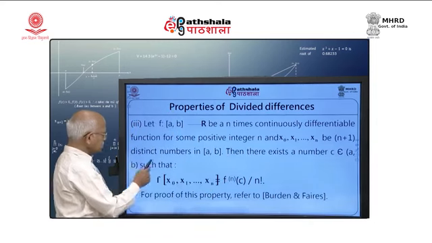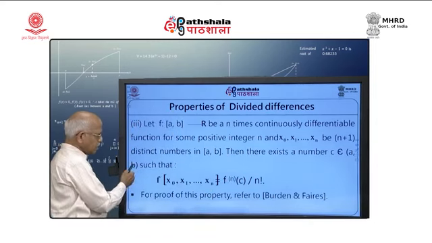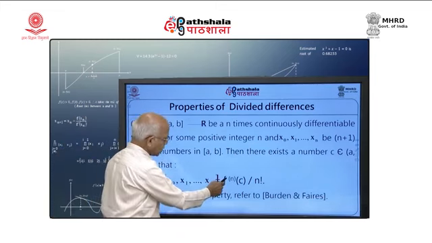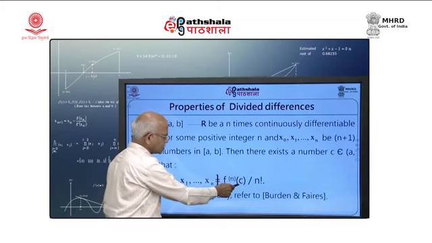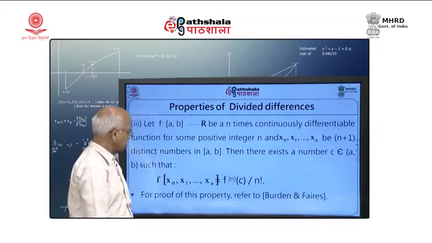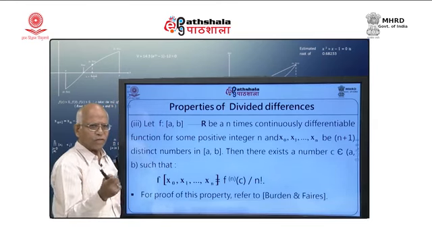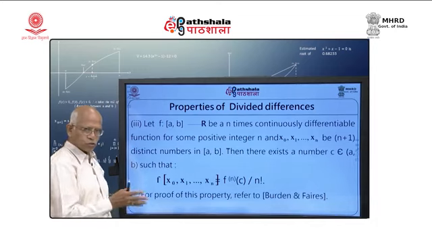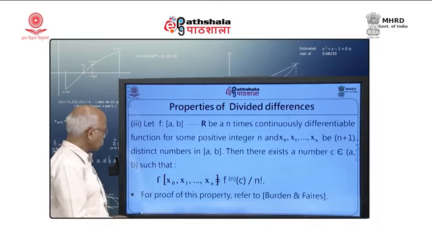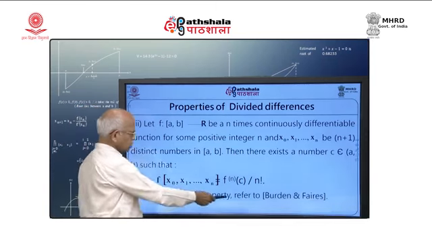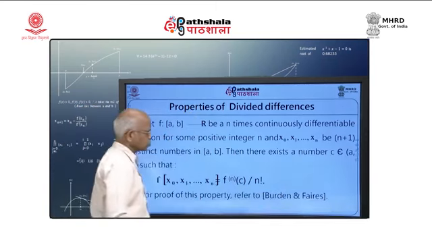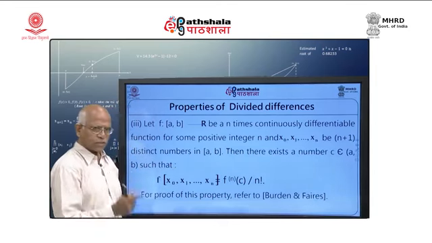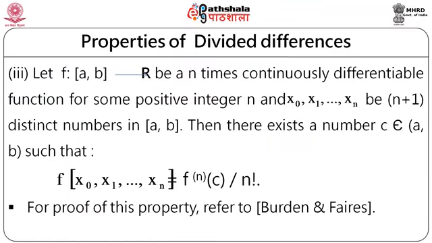Then there exists a number c belonging to the open interval a b such that f x 0 x 1 x 2 ... x n is equal to the nth derivative of f at the point c divided by n factorial. So, this is something similar to the mean value theorem kind of representation we are considering here. The proof of this property we are not going to go through, because it will involve some calculus. So, I will refer you to the book by Burden and Faires, which is already listed in your additional reading material file.